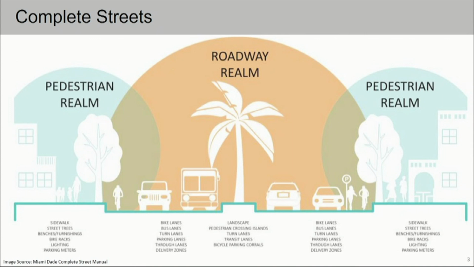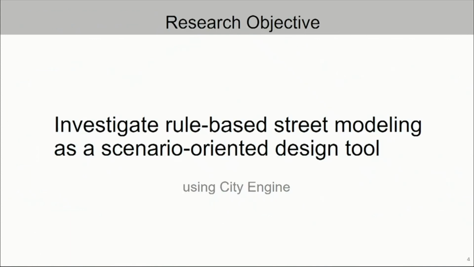So we're wondering what would be some good ways to find alternatives for creating quick street design scenarios using rule-based modeling rather than traditional manual modeling. Our research objective is to investigate rule-based modeling as a scenario-oriented design tool. For this work, we use City Engine.